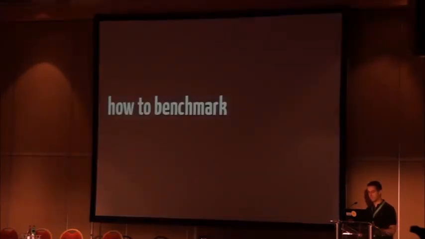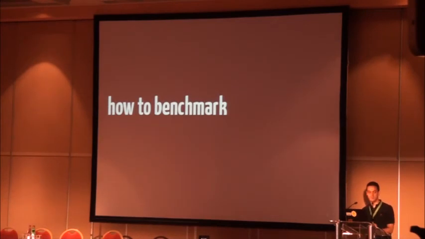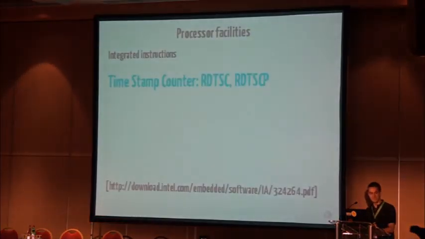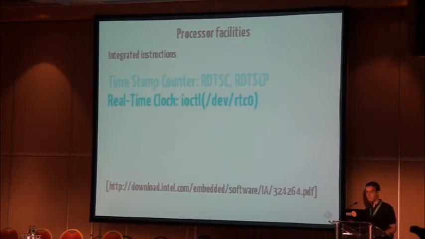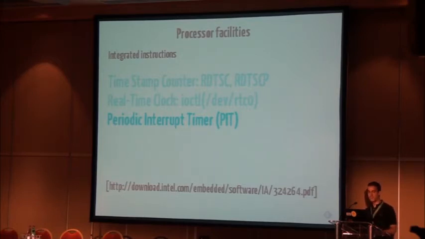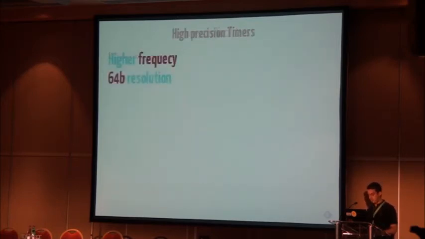How to benchmark? For benchmarking, you should know timestamp counters, such as the read timestamp counter, or the precise version with RDTSCP, not present on every processor, but coming. You have a link to do it very well here. You can click. I won't. You can use the real-time clock with /dev/rtc. You can use the periodic interrupt timer, but it has pretty bad precision. You can also use high-precision timers with higher frequency and 64-bit resolution.